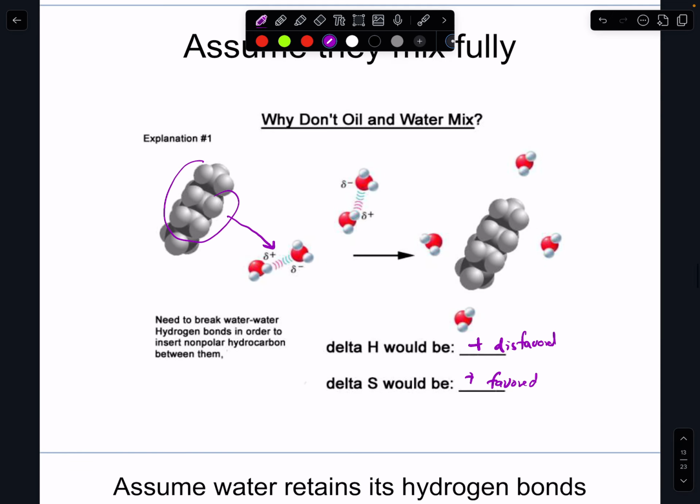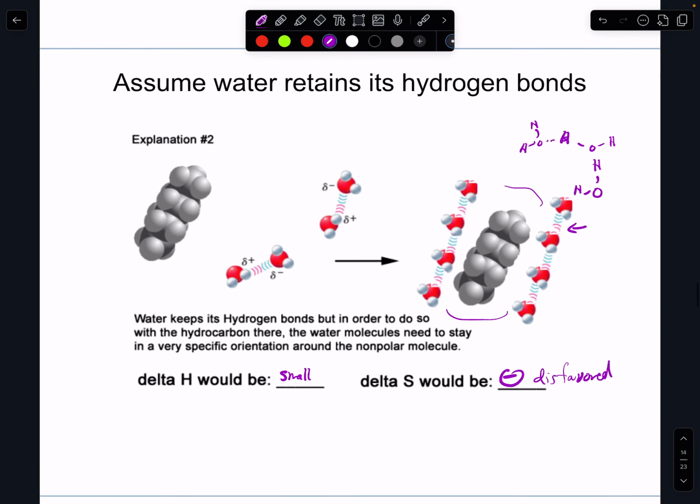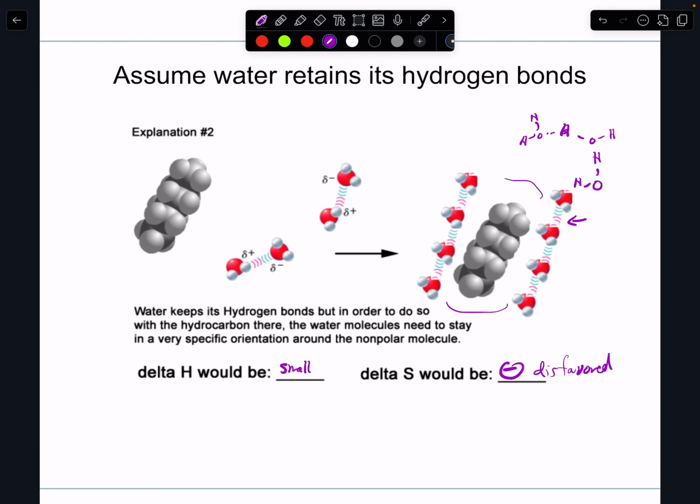One option is that the oil molecules, if they were to mix, go between the waters and have to break the hydrogen bonds. That's bad enthalpy-wise, but good entropy-wise. The other is that the water molecules don't give up their hydrogen bonds, but on the surface, when they're in contact with the oil, they have to lower their entropy so that they can keep their hydrogen bonds.